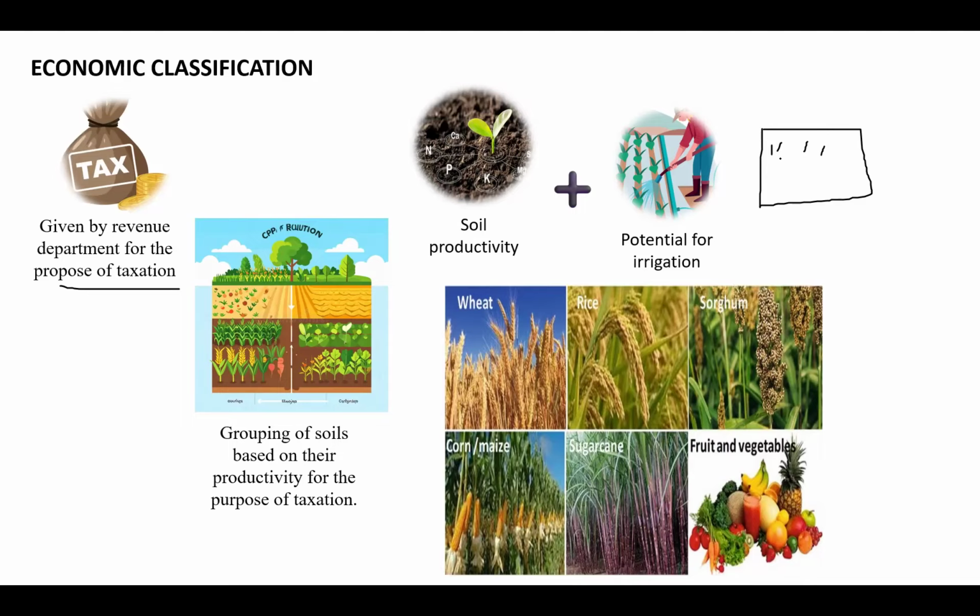But unfortunately, in another season, there might be a catastrophic failure of the crop or there may be floods. So what will happen? We cannot consider that particular soil a highly classified, highly taxable land. These are some disadvantages of this classification. So it is not so scientifically useful for our soil scientist community.